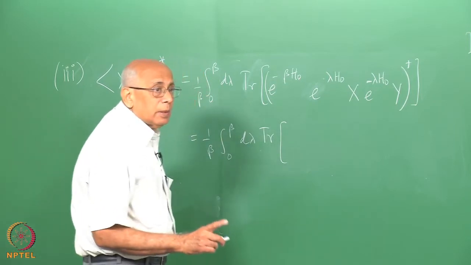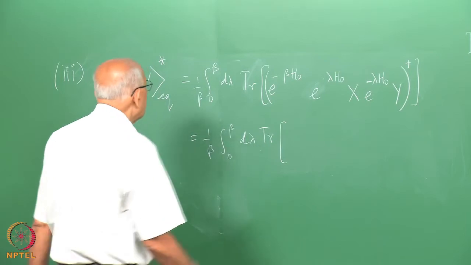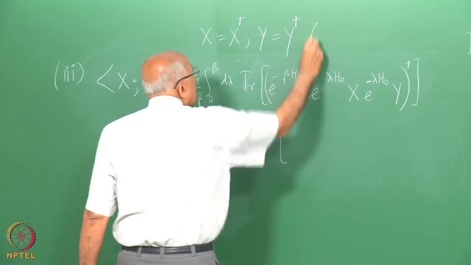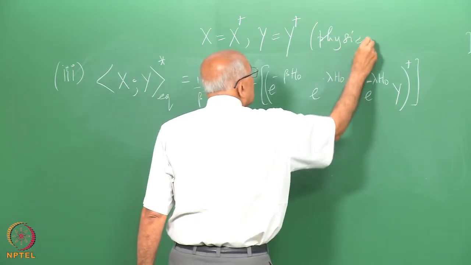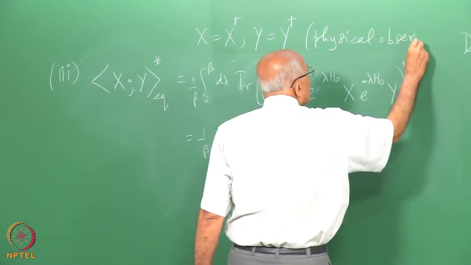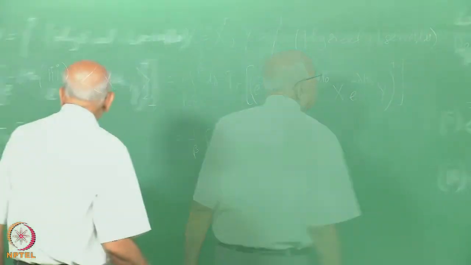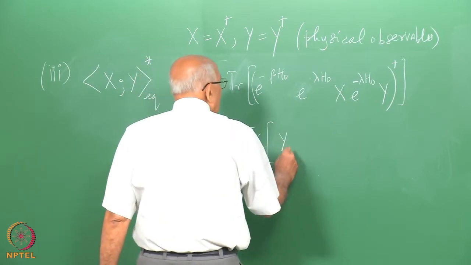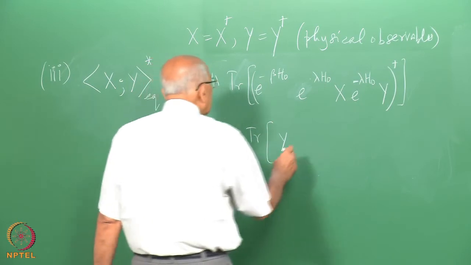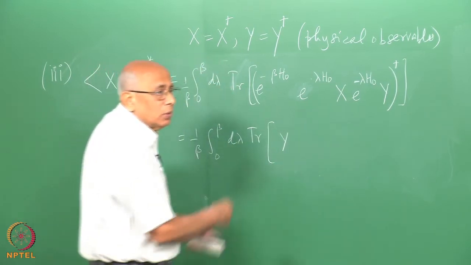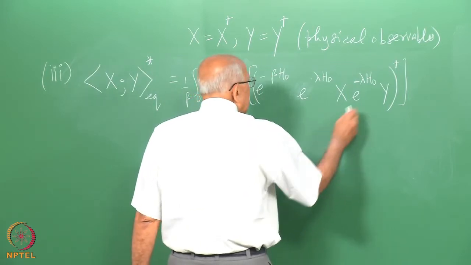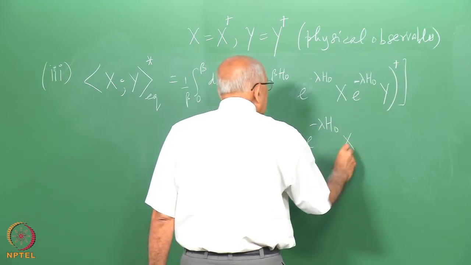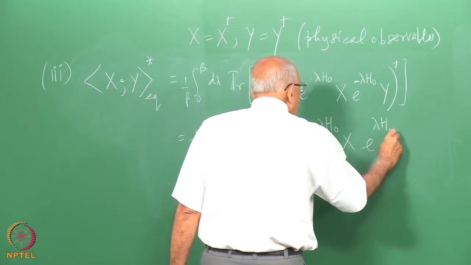So now we are looking at what happens if A and B, X and Y, are Hermitian. So X equal to X dagger, Y equal to Y dagger. These are physical observables. So once I have this, all I have to do is to reverse the order. So it is equal to Y, Y dagger is the same as Y, H naught is Hermitian, the Hamiltonian, so e to the minus beta H naught is Hermitian, that is this fellow, and then X, and then this fellow, and then this guy.